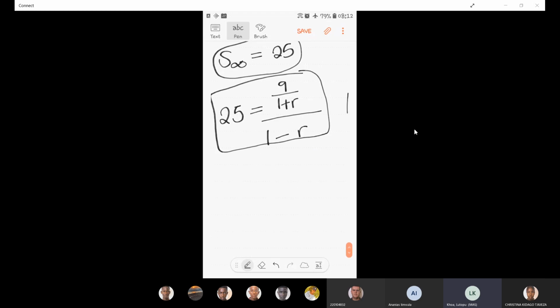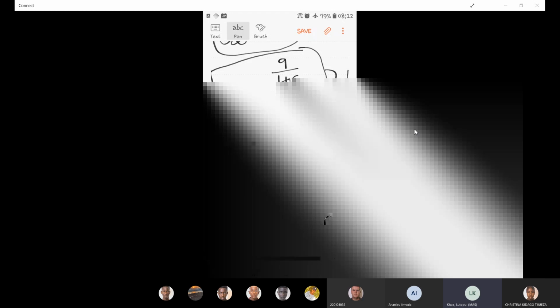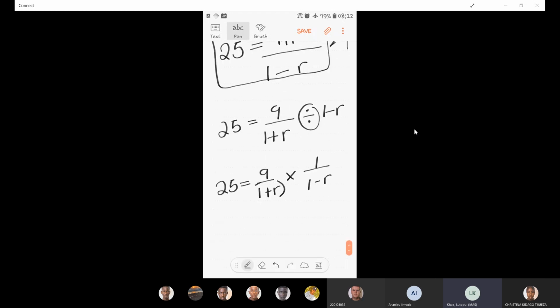So here I have 25. This is 9 over 1 plus R, divided by 1 minus R. So I'm rewriting this with a division. So this division will change to multiplication. So I have 25. This is 9 over 1 plus R multiplied by 1 over 1 minus R. Then look at your denominator. That becomes the difference of squares.